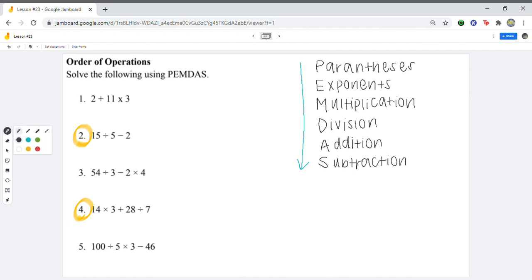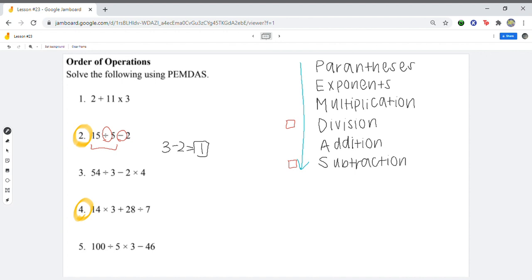For number 2, what I like to do is circle each of the operations. So 15 divided by 5 minus 2. We see that we have a division sign over here, let me just mark it, and a subtraction sign. As we're going from top to bottom, we know that division comes first. So we're going to do 15 divided by 5 first, which is 3. Now we're left with 3 minus 2, which is 1. So your final answer for number 2 will be 1.